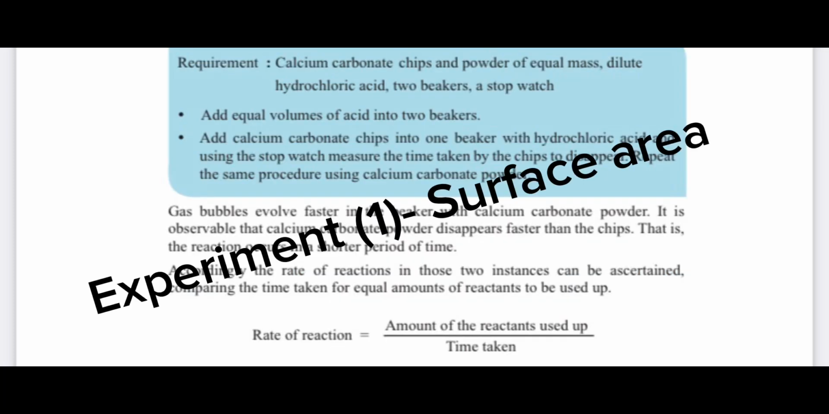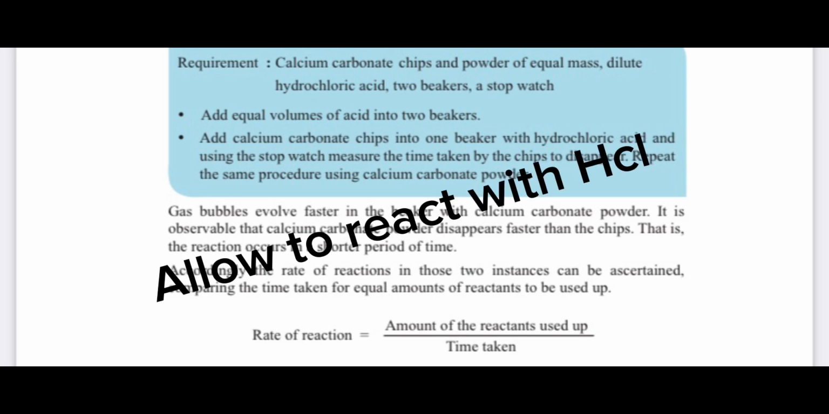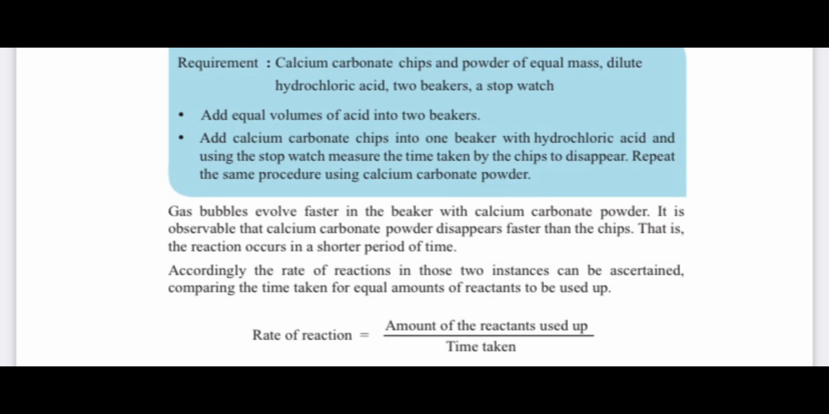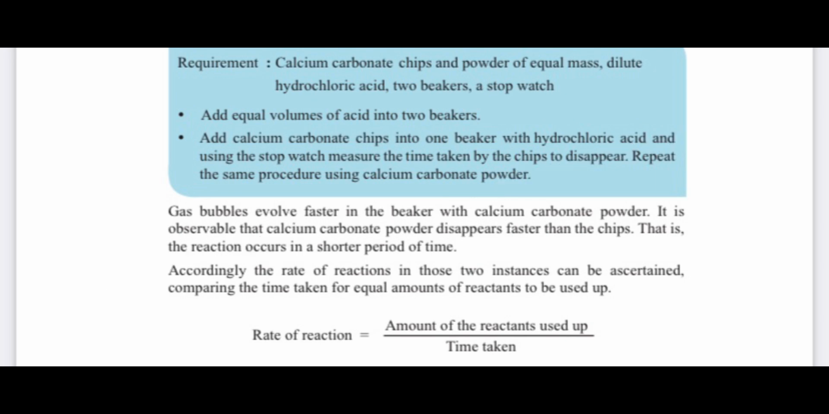Firstly, when we consider how the surface area affects the reaction, we are going to take calcium carbonate chips and calcium carbonate powder and allow them to react with dilute HCl. After this reaction, we can observe that the evolving of gas bubbles will be faster when you use the calcium carbonate powder.